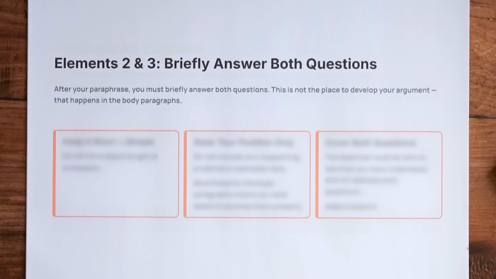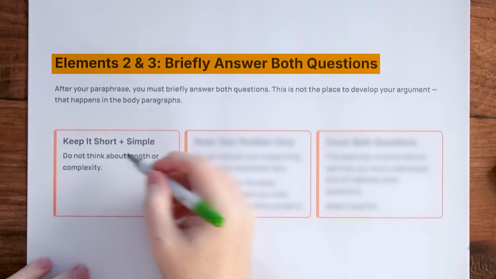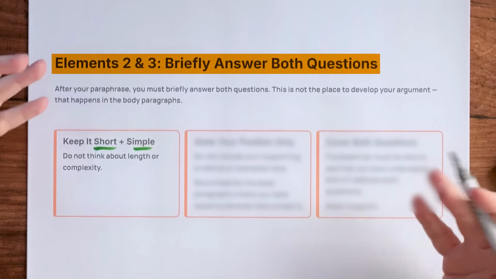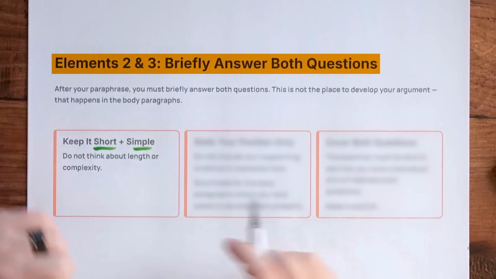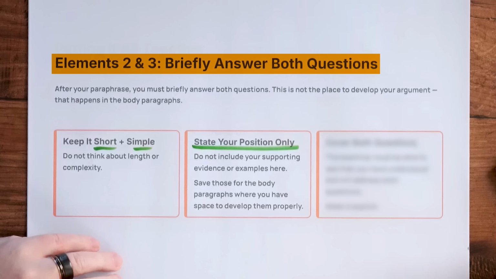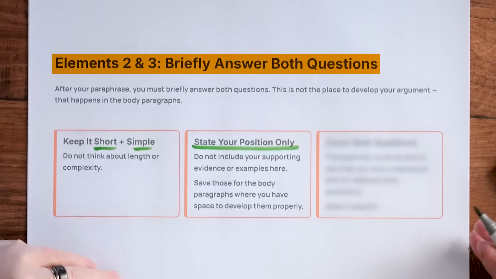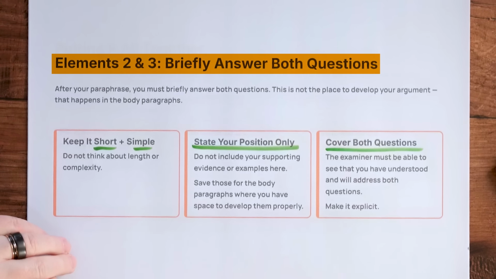The next thing you're going to do is you're going to briefly answer both questions. Just keep it short and simple. You don't need to add length, you don't need to add complexity, you don't need to add detail. If it asks for your position, state your position only. Don't include examples, don't include explanations. Just say, I agree, or I disagree, or I think this is good, or I think this is bad. Very, very simple language. And just briefly answer both questions. If you do all of that, you will write a very good introduction.